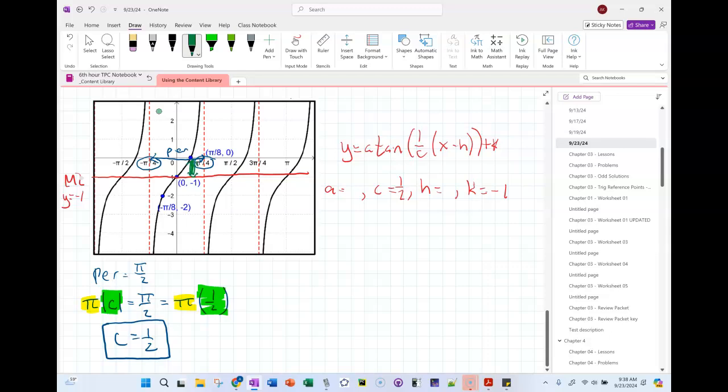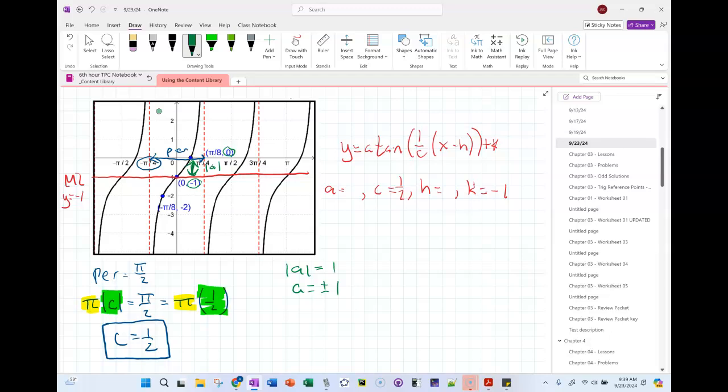So this distance from that point down to the midline, or up to the midline, depending on which one you use, is going to be our absolute value of a. So how far was it to go from -1 to 0? 1 unit, right? Everybody so far so good?